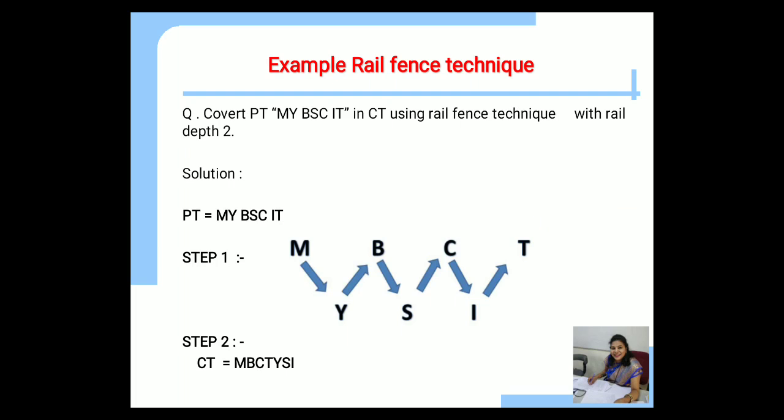This is one more example with the depth of 2. In the previous example there was a depth of 3, here there is a depth of 2. Convert plaintext MyBSCIT into ciphertext using rail fence technique with rail depth 2. In step 1 we write down MYBSCIT as a sequence of rail diagonals, and in step 2 we read it row by row. So MBCTYSI. This is your ciphertext.